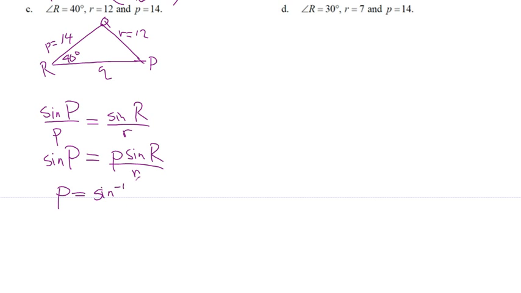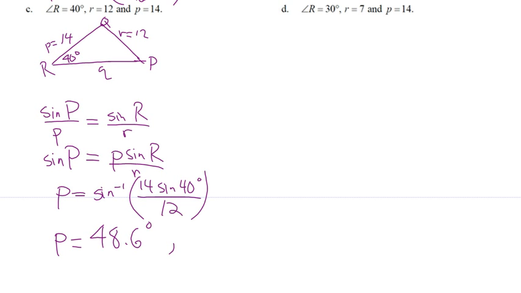Angle P is the inverse sine of p, so 14 sine 40 over 12. Okay, inverse sine 14 sine 40 divided by 12, 48.6 degrees. Okay, so that makes sense, right? We know that angle P has to be bigger than angle R because it's opposite a larger side. So it could be 48.6. But it could also be 180 minus 48.6. Because we know that there are two possible angles when you do a sine, and that's 131.4 degrees.